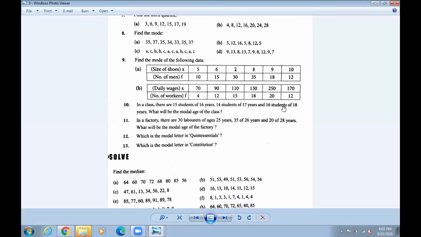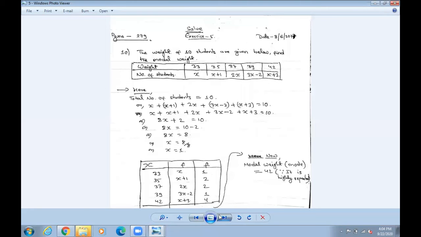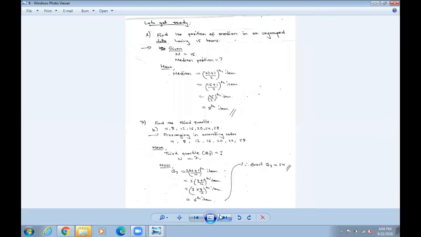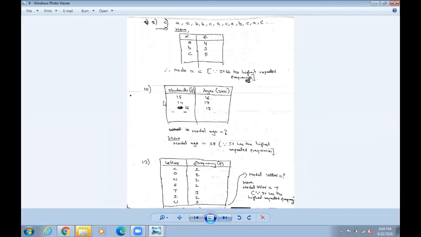So 16 students of 18 years. That means what are the two things over here? We can see student, year; student, year; student, year. Here also you can see labor, year. 35 years, 20 years. So in this case you need to write labor and age, and in this case you need to write student and age. If you are getting confused, then let me write it in this way.